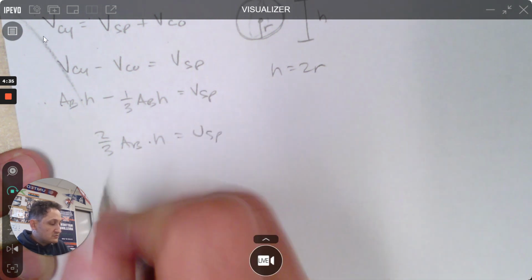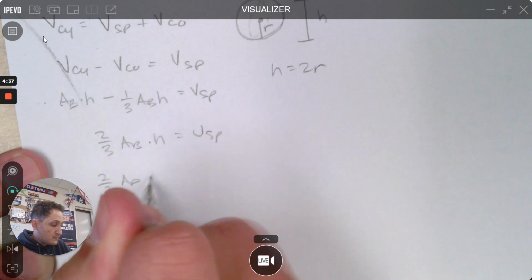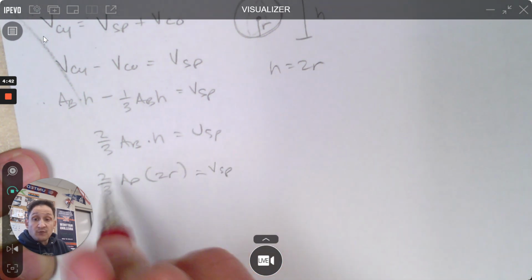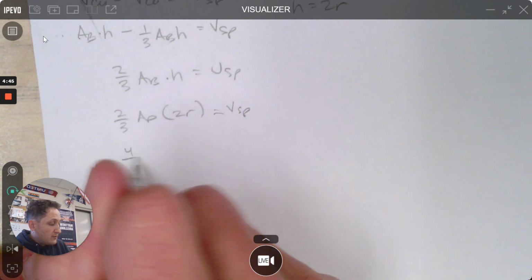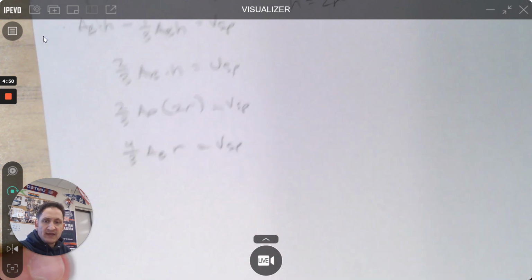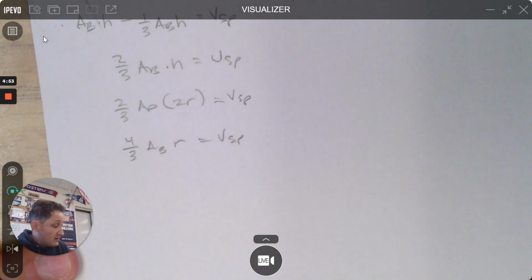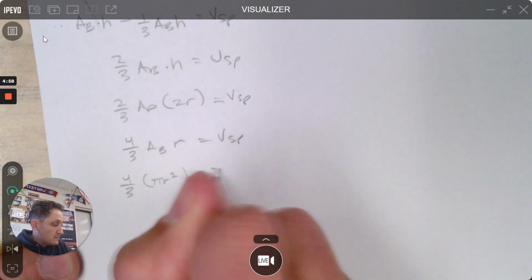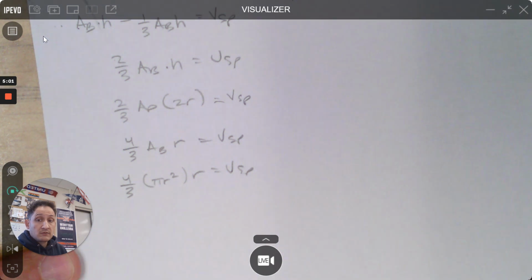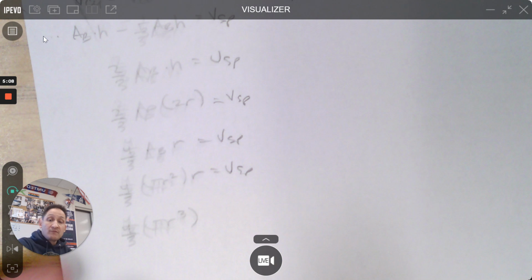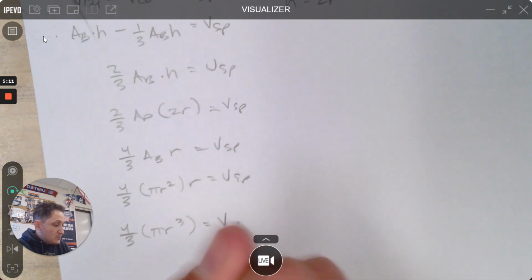And height is 2 r's. 2 times 2 is 4. 4/3 area of the base times r. And wait a minute, the area of the base, that's a circle. Pi r squared. r and r squared is r cubed. Four thirds pi r cubed.